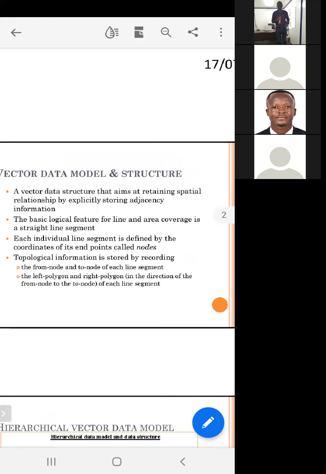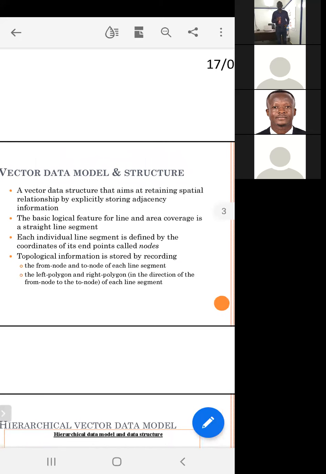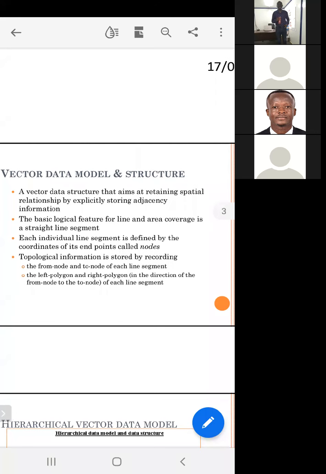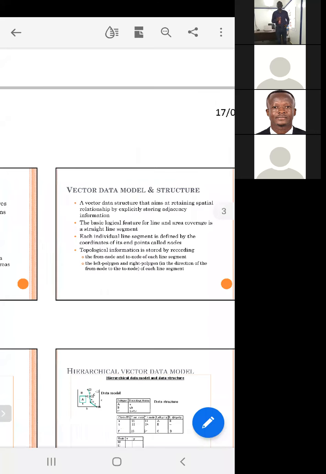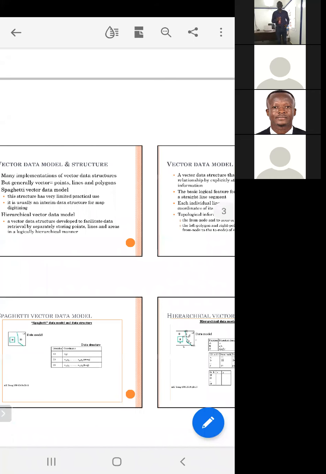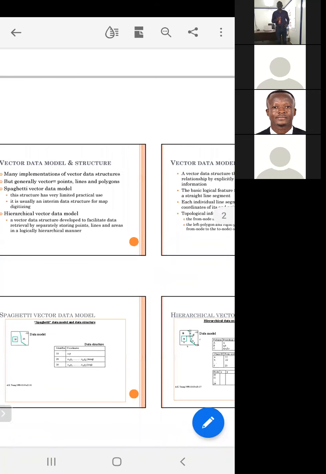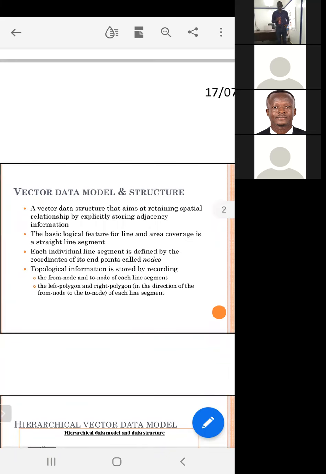So now let's take a few notes. A vector data structure that aims at retaining spatial relationship by explicitly storing adjacency information. Then we're looking at topology, a topological structure. So the topological model. Instead of the hierarchical vector data model or spaghetti data model, we can have the topological data model. But at the end, the basics are lines, points, and polygons.